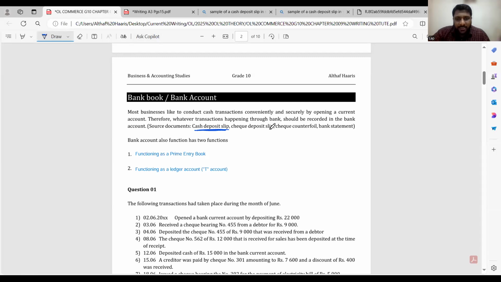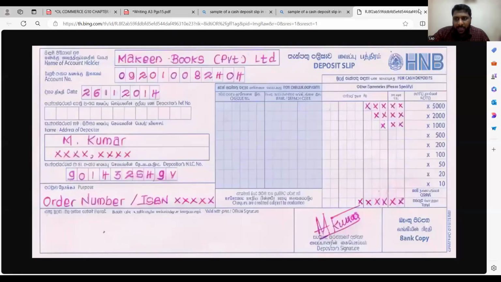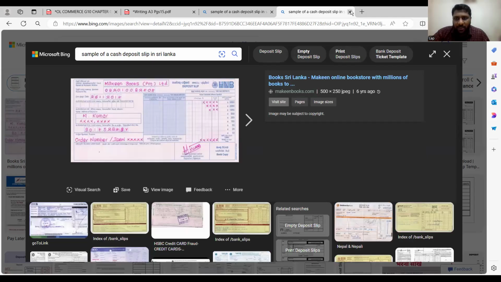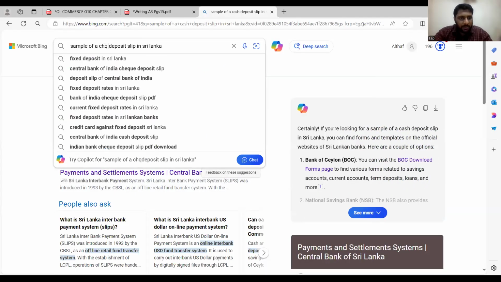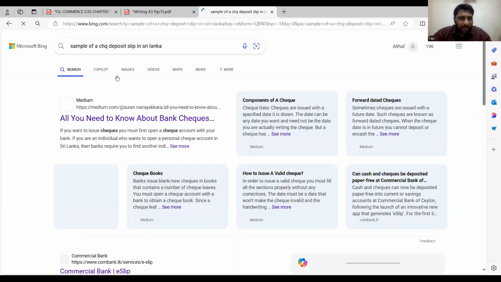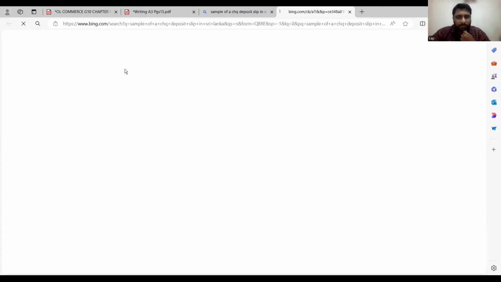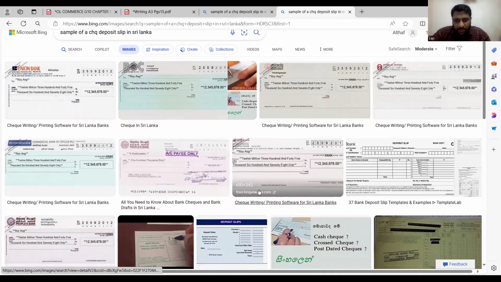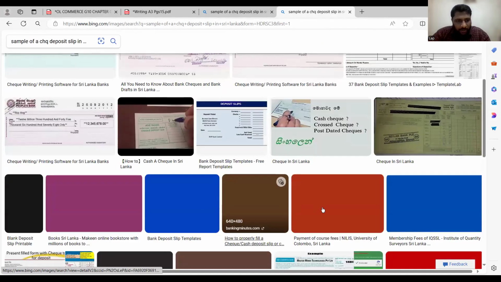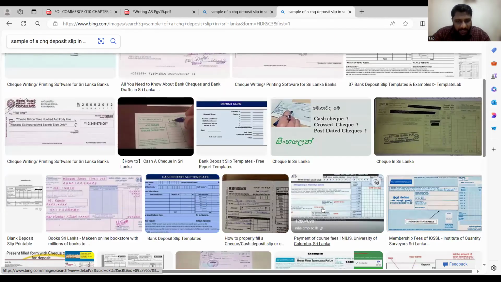And you have the check deposit slip, people. Let me show a sample of that one also. A sample of a check deposit slip in Sri Lanka. So this is a check number. Let me show a sample of a check deposit slip.